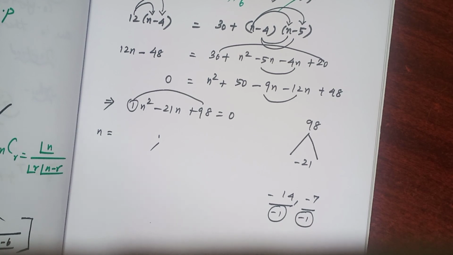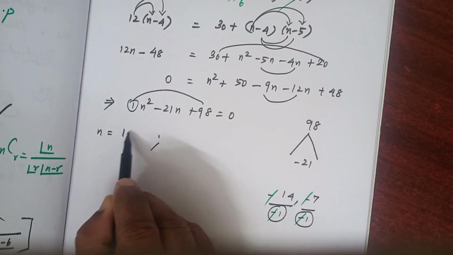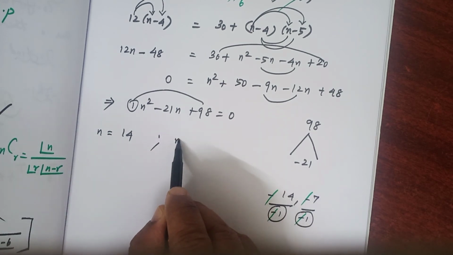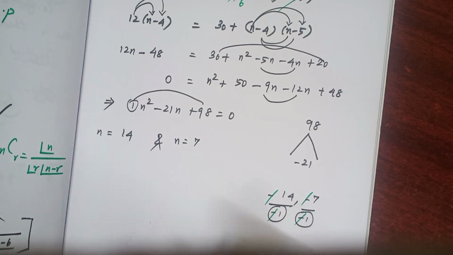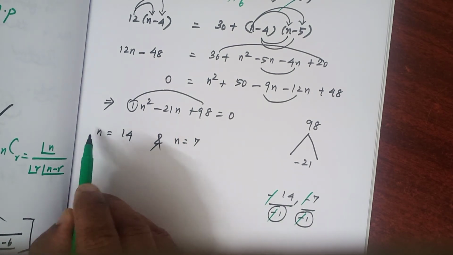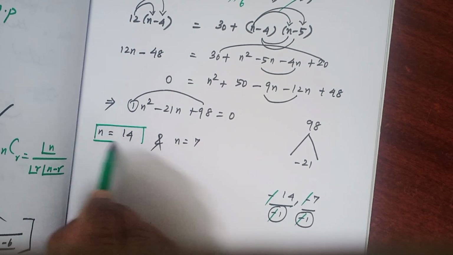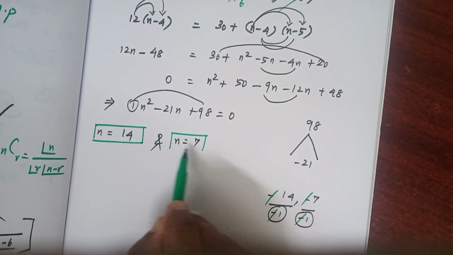Okay. Now minus minus get cancelled. Here also minus minus get cancelled. You can directly write the answer. 14 by 1 is 14. 7 by 1 is 7. So n is equal to 14 and n is equal to 7. Therefore, the values of n are 14 and 7. Or else you just highlight the values of n. N is equal to 14 and n is equal to 7.